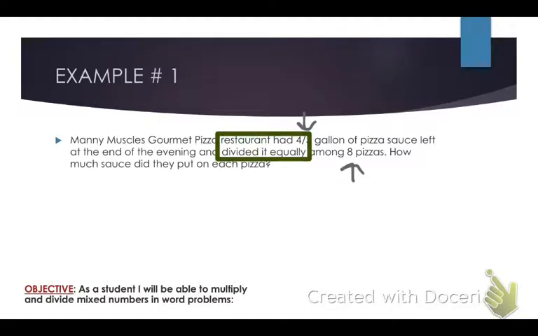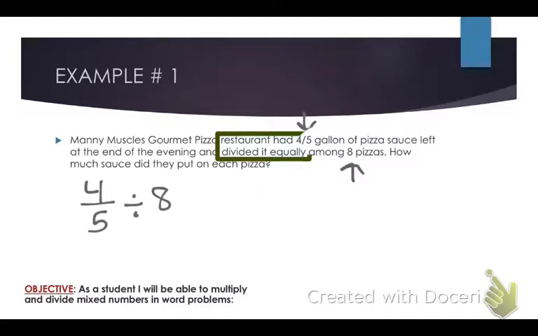Now, the question is, which one comes first? A lot of people go, oh, well, the biggest number comes first. Well, not in this particular case. It's what you have that is going to be divided. So what we have in this particular case is 4/5 of a gallon, and we're going to divide that by 8. So we have 4/5, and we're going to divide by 8.